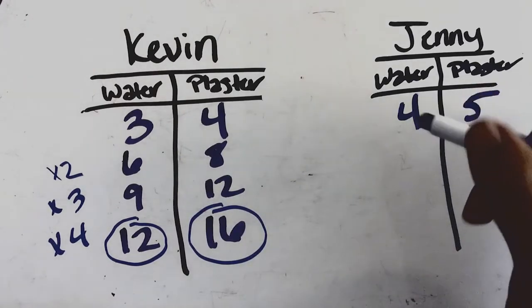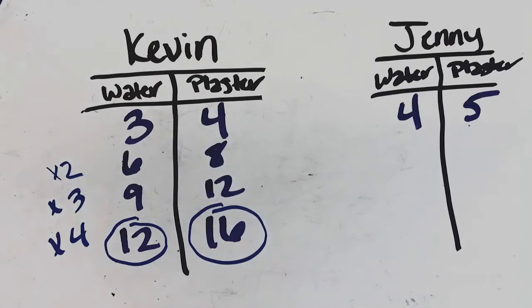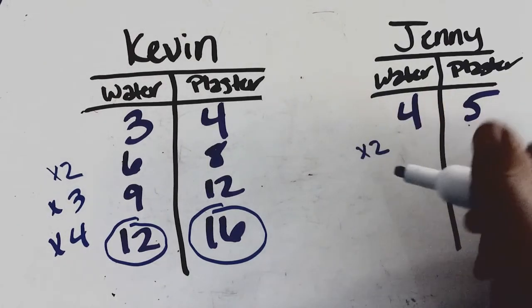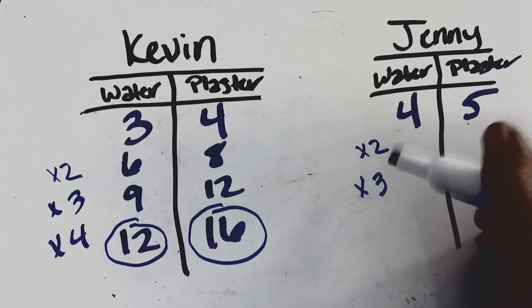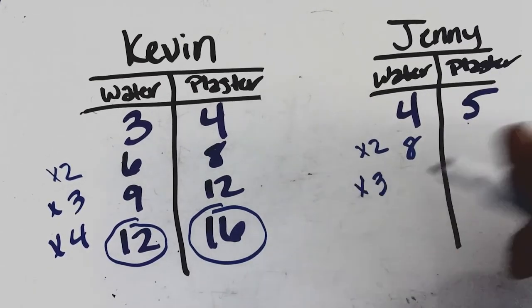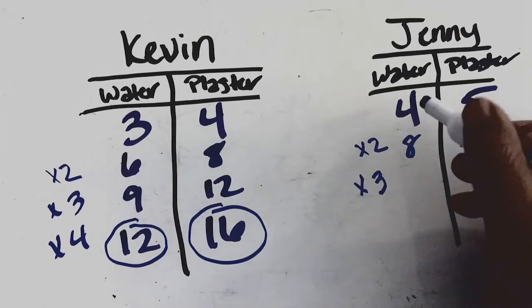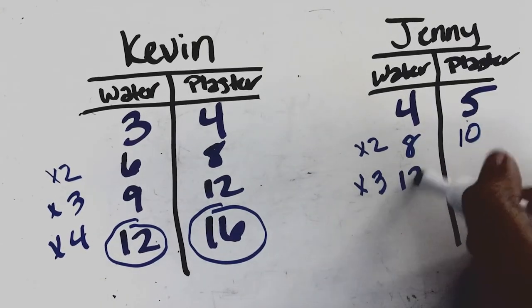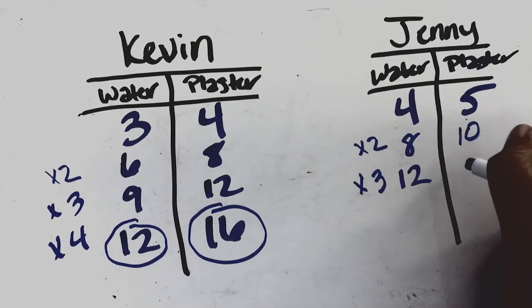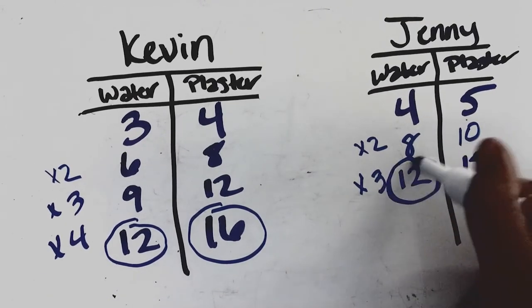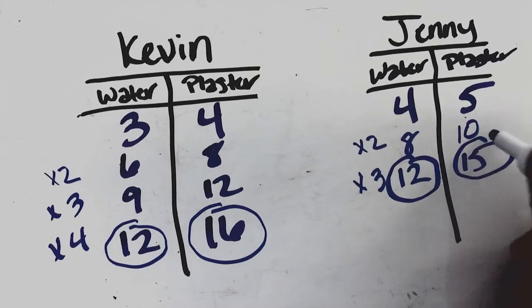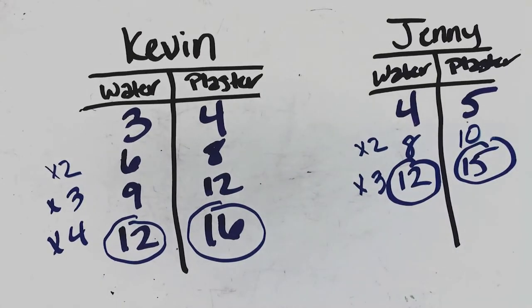Same thing here. I can multiply times 2, times 3. 4 times 2 is 8. 5 times 2 is 10. 4 times 3 is 12. 5 times 3 is 15. So I can stop here because this gives me my 12 cups of water for Jenny, with 15. So who produces more?